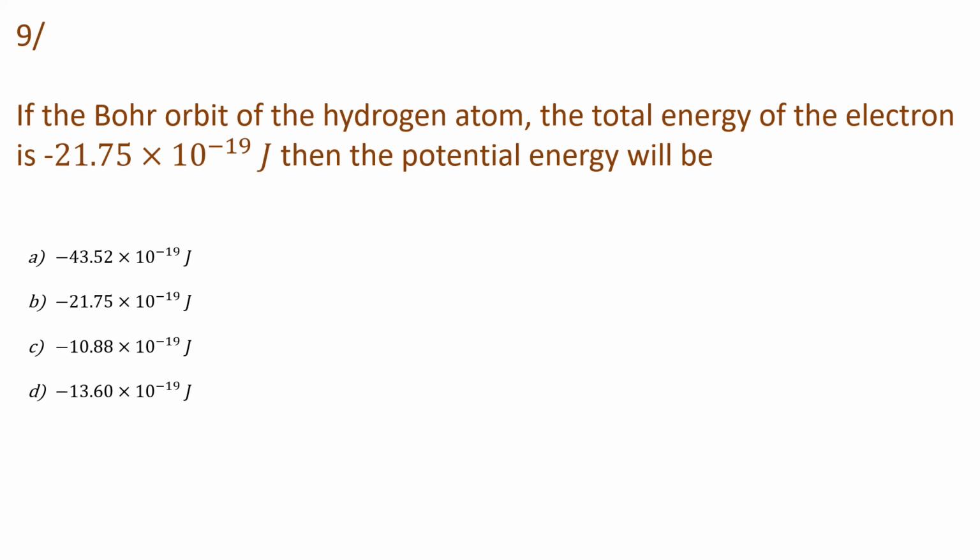Then here is our next question, that is: in the Bohr orbit of the hydrogen atom, the total energy of the electron is minus 21.75 into 10 to the power minus 19 joule, then the potential energy will be, and the options are minus 43.52 into 10 to the power minus 19 joule, minus 21.75 into 10 to the power minus 19 joule, minus 10.88 into 10 to the power minus 19 joule, and minus 13.60 into 10 to the power minus 19 joule. So let's see what will be its solution.